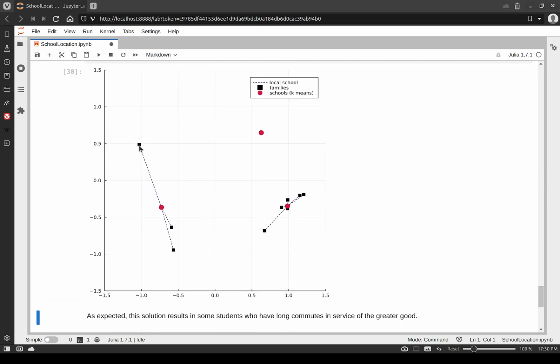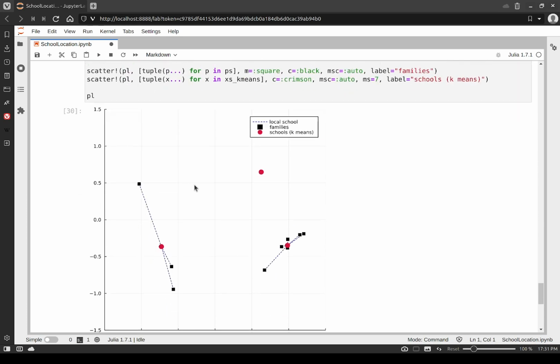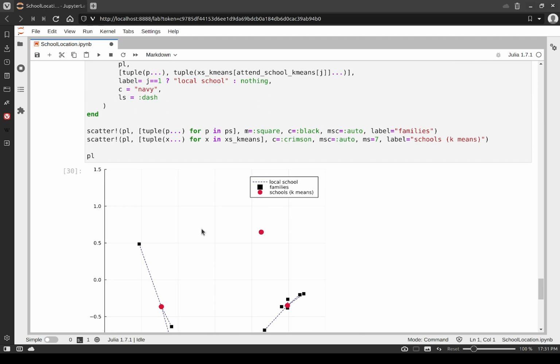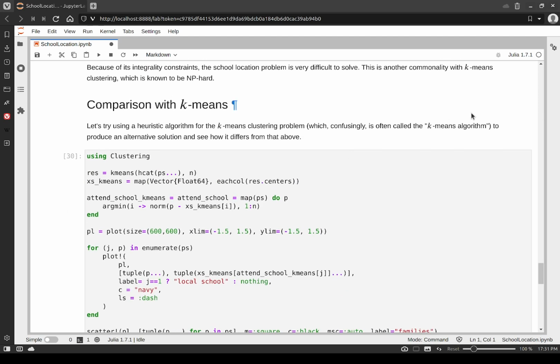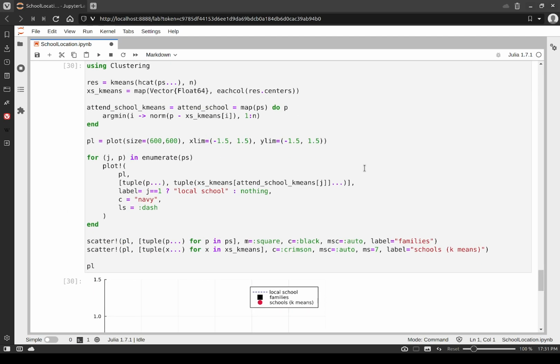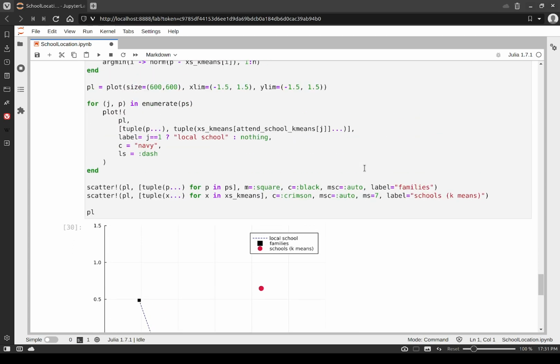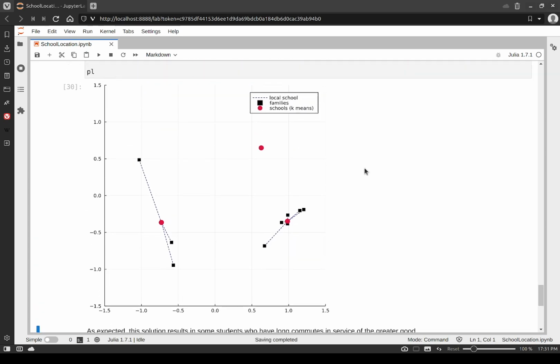And you'll notice that there are a couple of students who are really having to take one for the team. This family has a much longer commute, but that enabled the model to have a lower aggregate sum of distances. And I should mention that this algorithm is not an exact solution for k-means. Confusingly, it's called the k-means algorithm, but it's actually a heuristic for solving that original k-means problem.